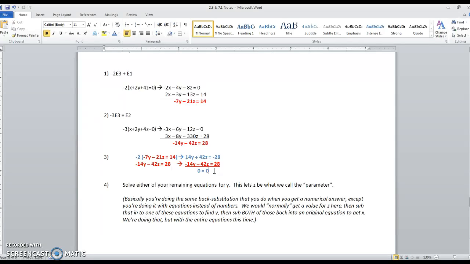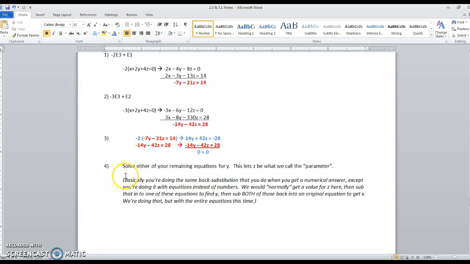And this was the point where the question was occurring, which was, I know how to get to that step, then what? How do I write it in terms of z? So here is where we're going to pick up. What you want to do is pick either one of these equations, because when this happens, what they're saying is these two equations are essentially the same. One is just multiplied by a number. So we want to take either one of these equations, solve it for y, make it say y equals, because that will let z be what we call the parameter.